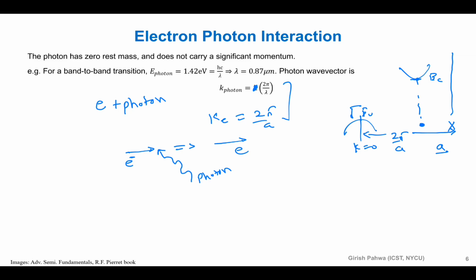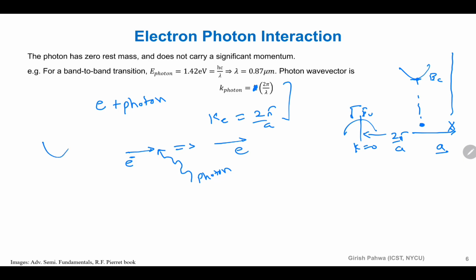Okay, so if an electron, say, absorbs a photon or releases a photon, the change in its momentum is very little, because the k of the photon is much smaller than the k of the electron. So in that case, how will a photon absorption or emission look in an E-k diagram? Can anyone tell me?